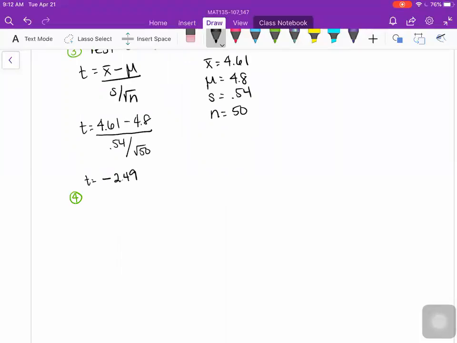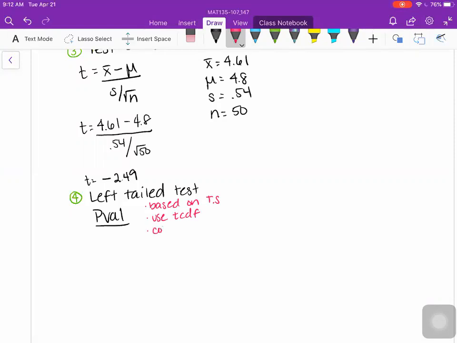Step 4, we make our decision. So this is a left-tailed test. And I'm going to use the p-value method for this example. We know that the p-value method is based on our test statistic. Because this is a t-test, we're going to use tcdf to find our p-value. And to make a decision, we compare our p-value to alpha.